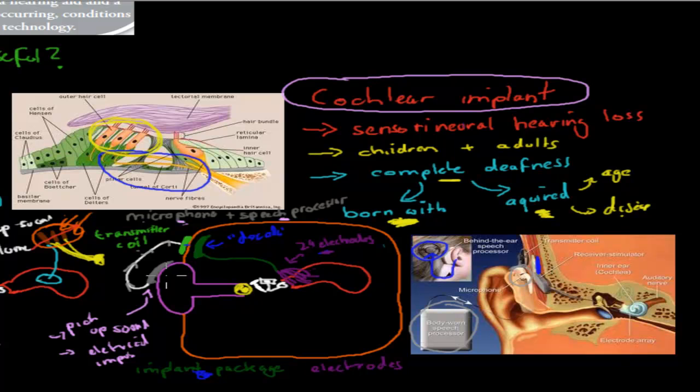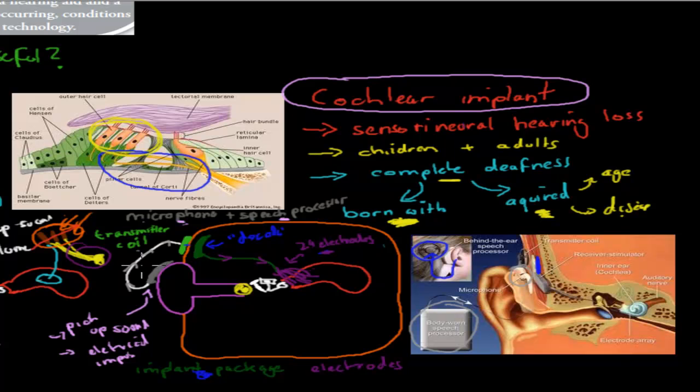So sound is picked up from the outside, turned into an electrical signal, and sent to the transmitter coil. The transmitter coil sends it to the implanted package inside the skull. The implanted package will then decode that message and send an electrical impulse towards the electrodes, and the electrodes will then stimulate the actual nerve part of the organ of Corti, and then you hear something, right?